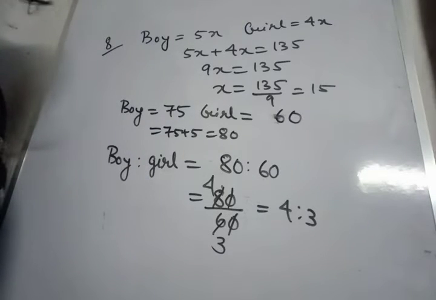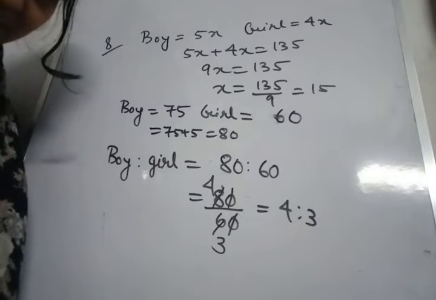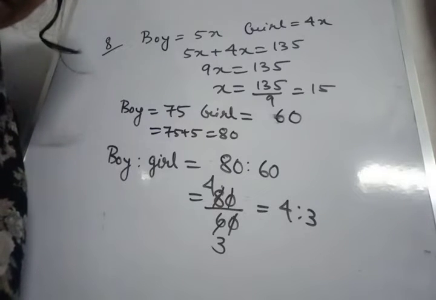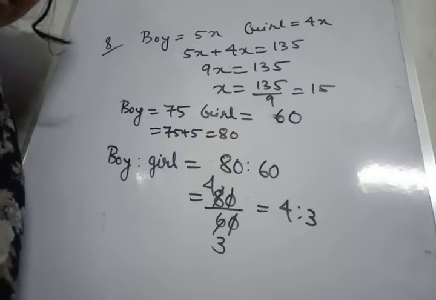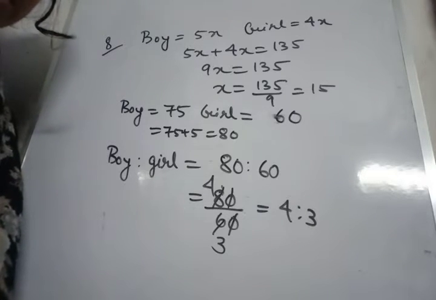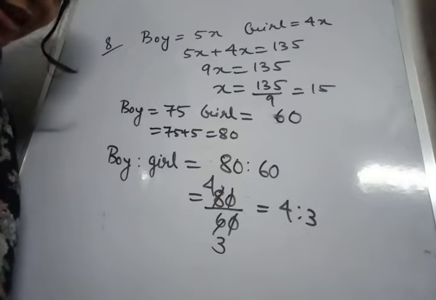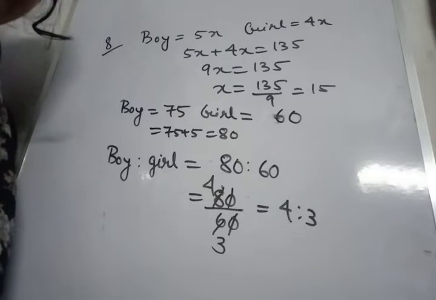Next, sum number 9. The question is, the sum of the present ages of 3 men is 108 years. 3 years ago, the ratio of their ages was 10 is to 11 is to 12. Find the present age of each of them. Here also we have to take the common unit as x.